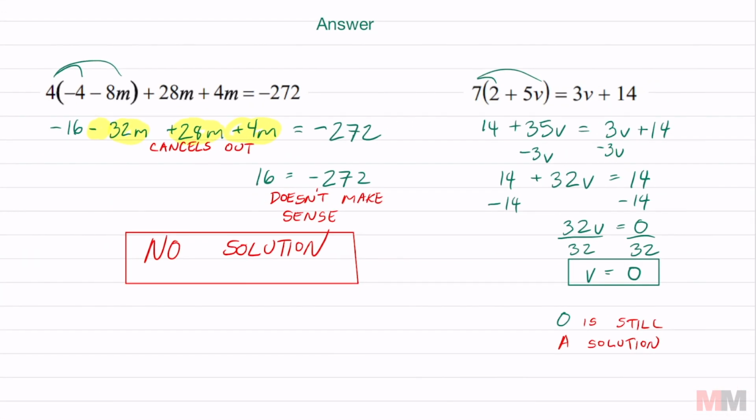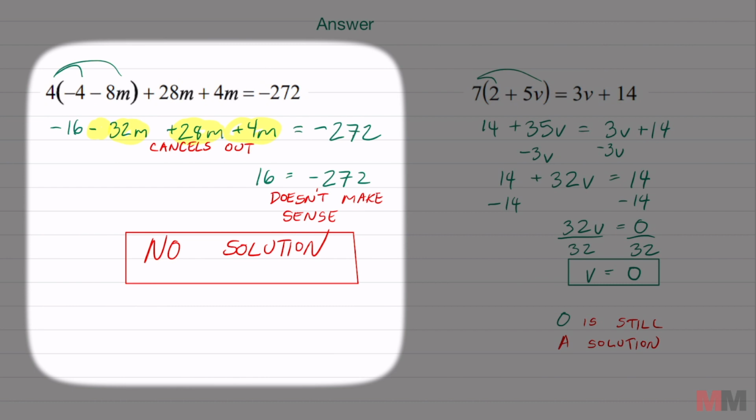Here are the answers for those two problems. The first one is a no solution. At this step, after you combine like terms, all of this stuff in the yellow cancels out, and then you end up with something that doesn't make sense. So when you get something that doesn't make sense at the end, that is an example of a no solution equation. Doesn't mean you did it wrong.